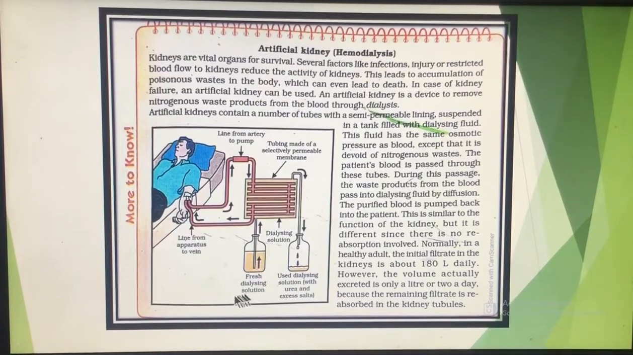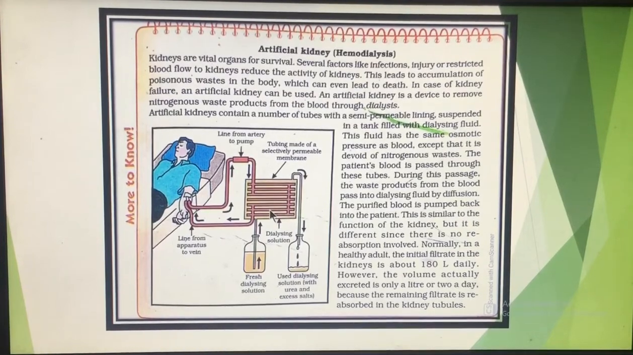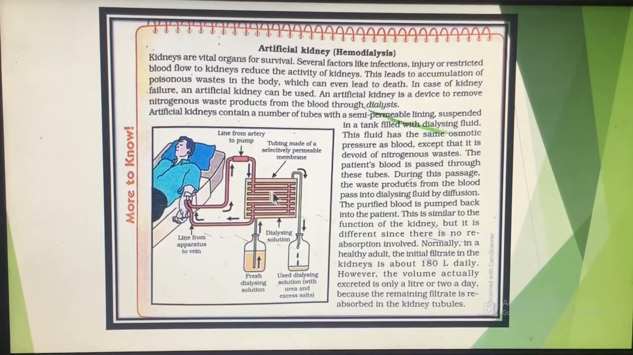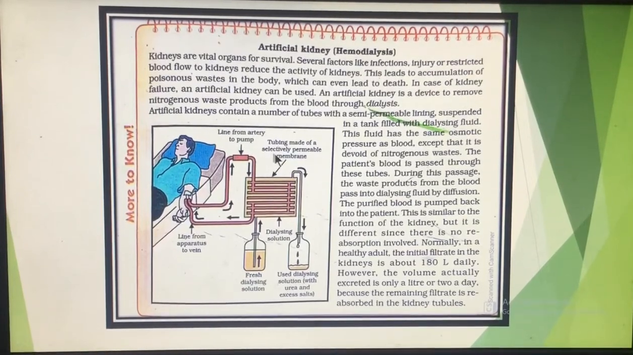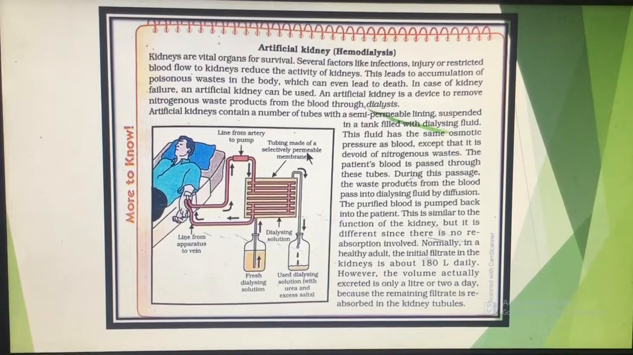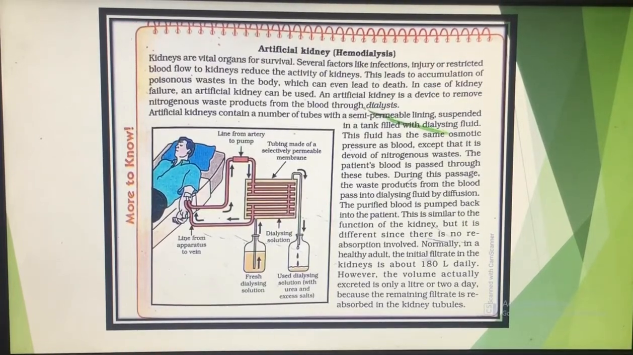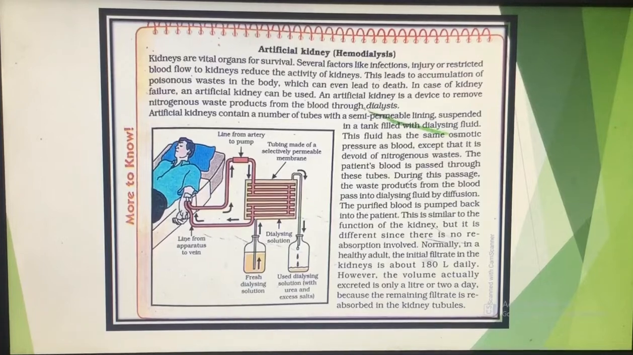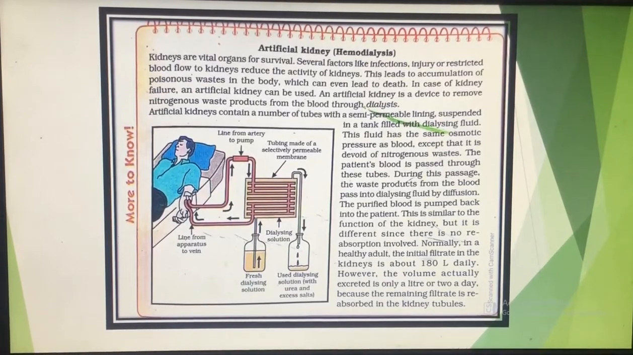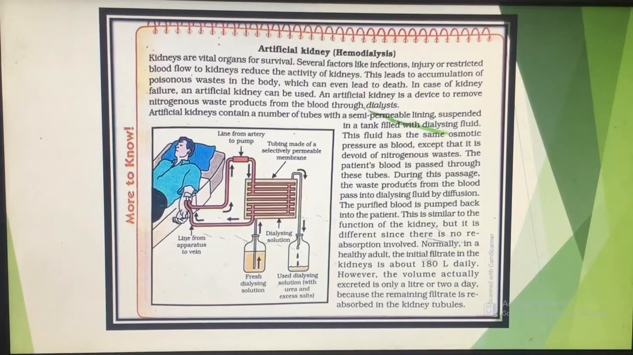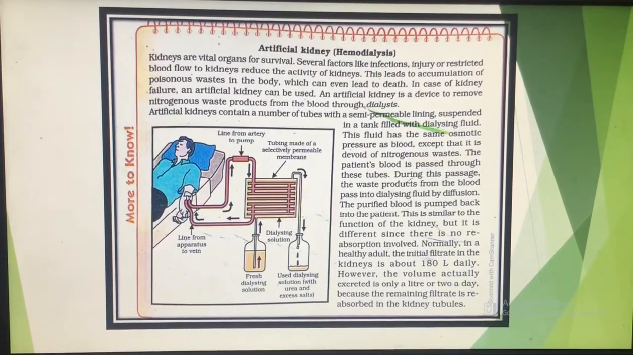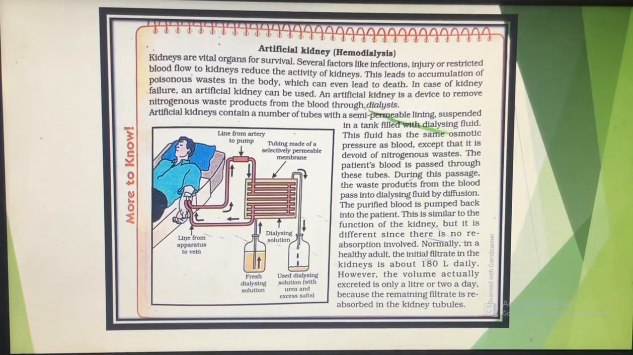a dialyzing solution. So this yellow color solution is the dialyzing solution, and these tubes are made up of a material, and that material is semi permeable, and it is selectively permeable. Selectively permeable means some of the substances can pass through the surface of the tube. And these tubes are present in a solution which is known as a dialyzing solution.